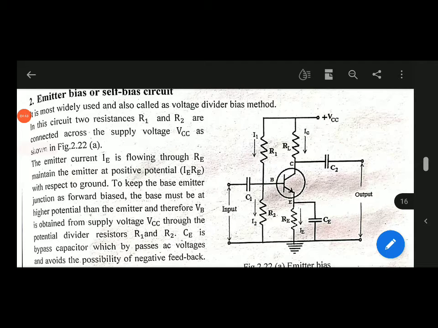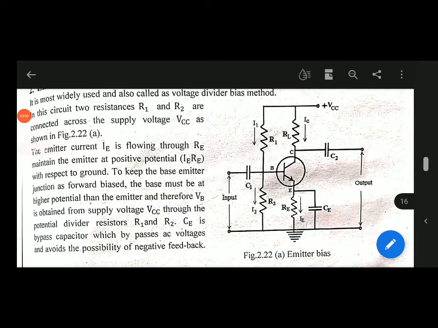It is most widely used and also called the voltage divider bias method. In this circuit, two resistors, R1 and R2, are connected across the supply voltage VCC as shown in this figure. The emitter current IE flows through resistance RE, maintaining the emitter at a positive potential, that is IE into RE, with respect to the ground.